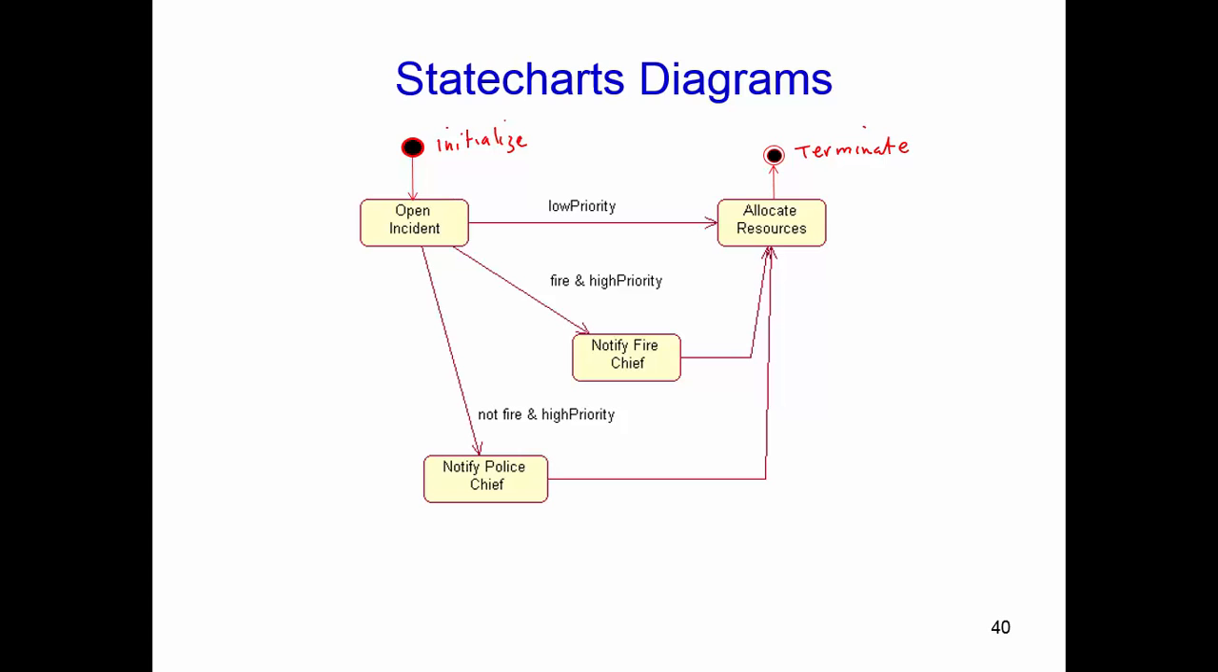This circle represents initialize. This circle is similar, but it has the white line around it, represents the termination. So you start with an open incident. This is a fire notification. So open incident, you notify the chief. This is the event triggering the action. Low priority, allocate resources. Not fire, and high priority, you notify the police chief. And if it's a fire and it's high priority, you notify the fire chief. And all of them are going to allocate resources, depending on the type of activity.